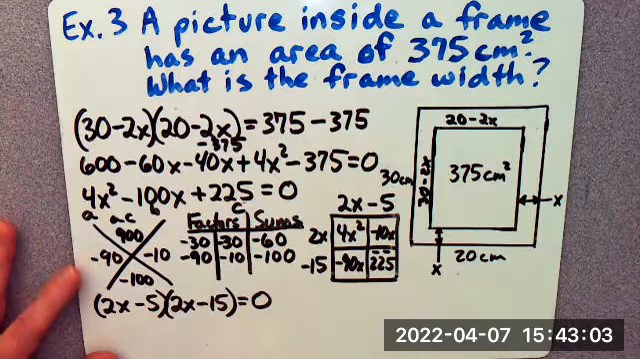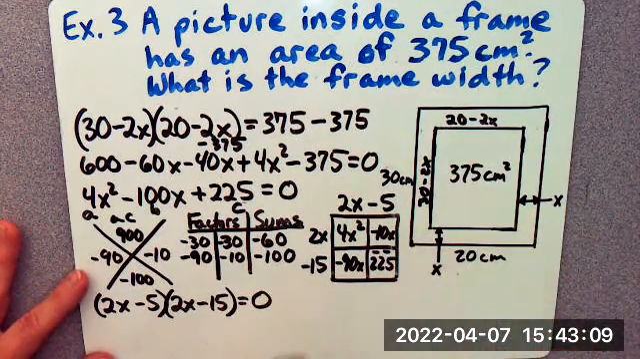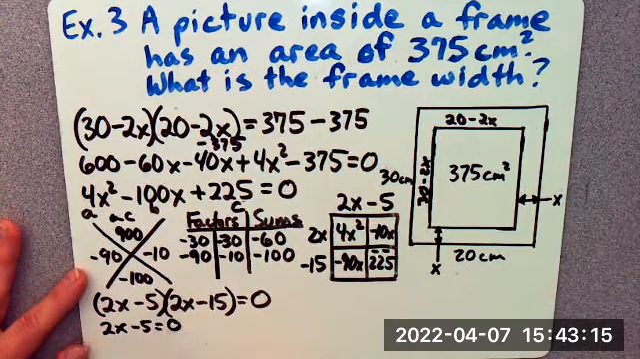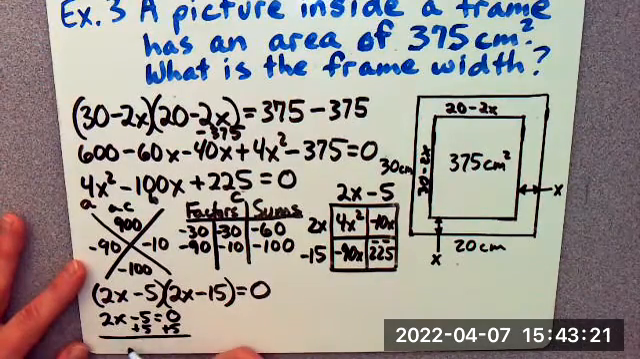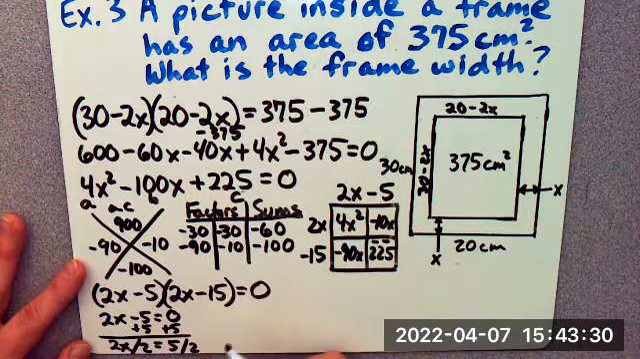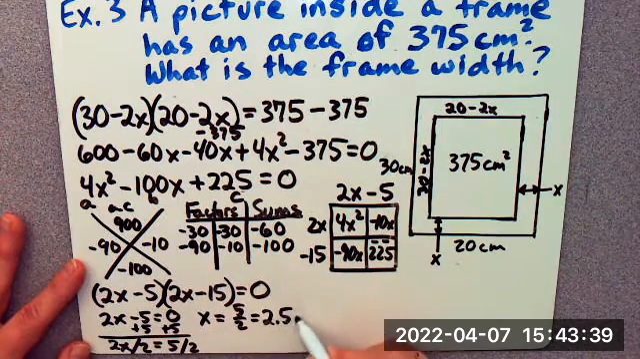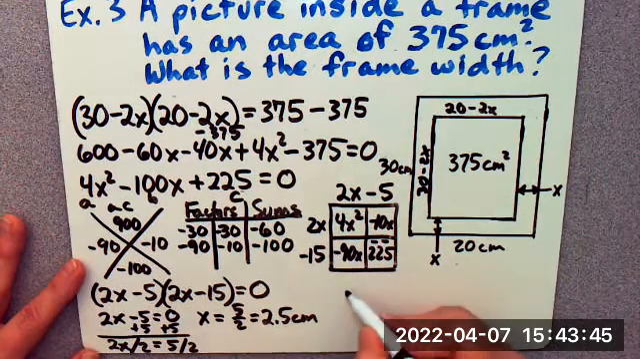So it looks like we are going to have two solutions. So we'll have to think about reality when we look at the solutions. So our first one is that 2x minus 5 equals 0. So if we add 5 to this side, we get 2x equals 5. And then we have to divide by 2 on both sides. So this gives us x equals 5 over 2, or 2.5 centimeters. Okay, that's realistic. Okay, so let's check the next one.